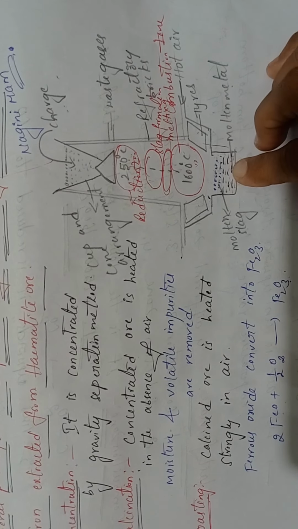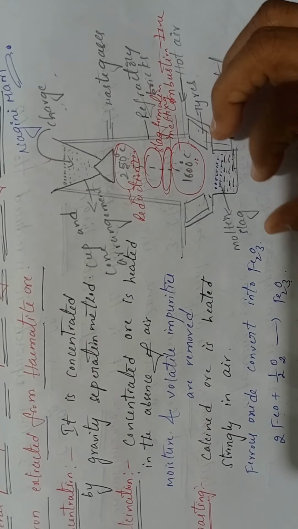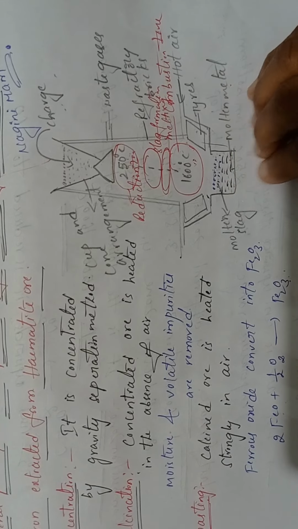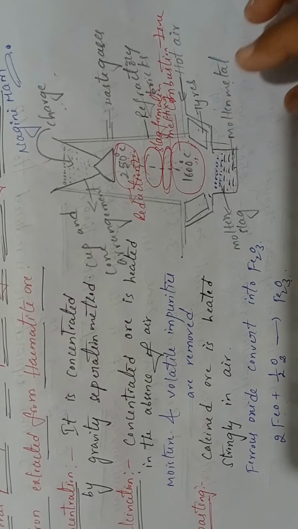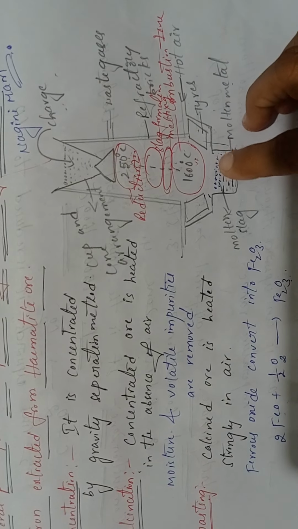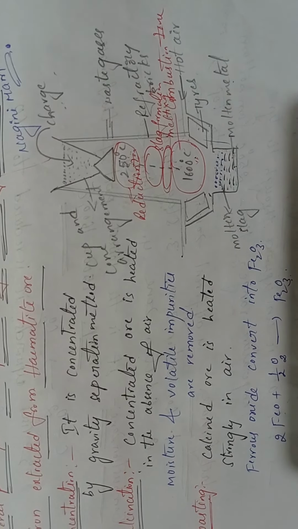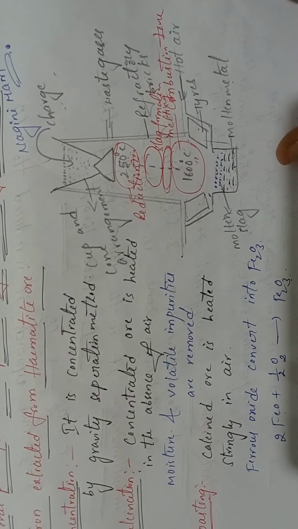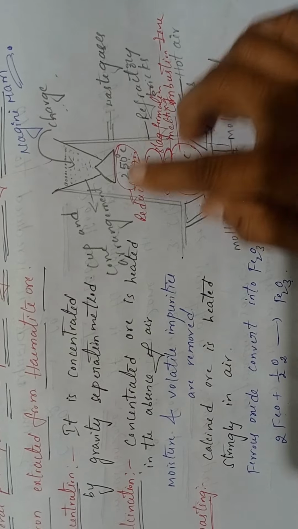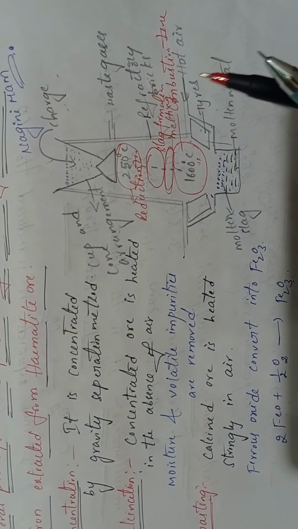It settles down and will be collected from the bottom of the furnace. And here, what are the slag particles? Those slag particles are lighter weight particles. So those are removed from their holes. Okay, Nana, we can remove that. That is, the slag impurities are removed. Clear, students?